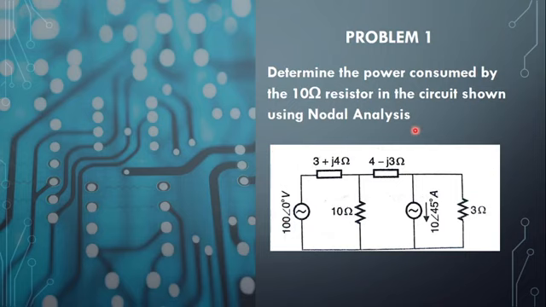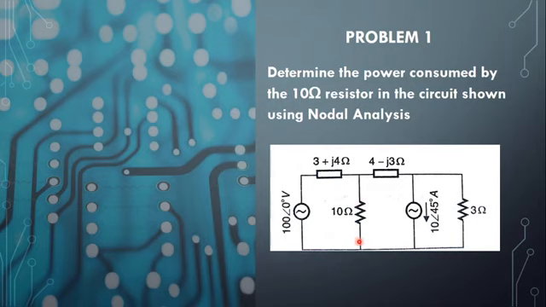The first question: determine the power consumed by the 10 ohm resistor in the circuit shown using nodal analysis. So what are we asked to calculate? We need to find out what is the power consumed by this particular resistor.